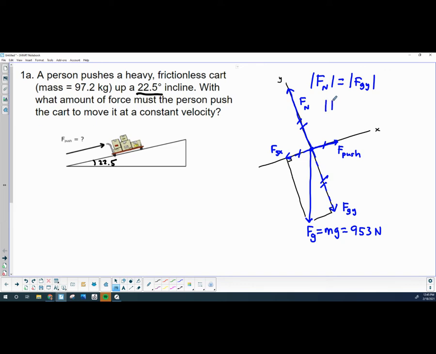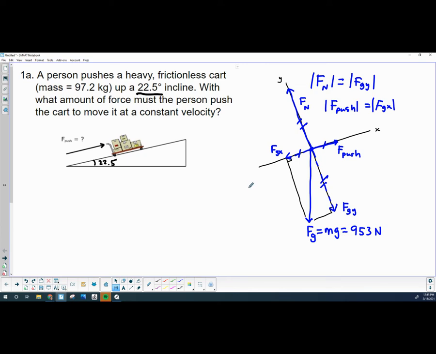and the magnitude of the push should be equal to the magnitude of FGX, the x component of gravity. So that's what this problem is asking for. What amount of force must we push with to move it with constant velocity?